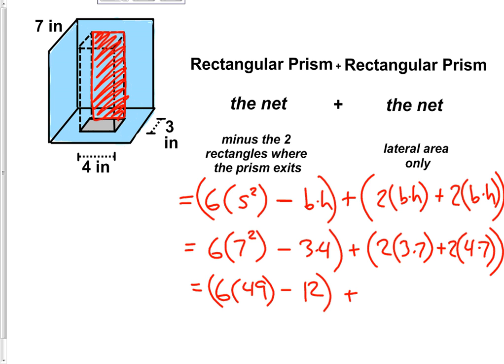Try not to lose your parentheses as you move through the problem. It'll help you keep from getting your order of operations really messed up here. 3 times 7 is 21, and 4 times 7 is 28. We can even clean this up a little bit more if you want to. Okay, but it's completely up to you.